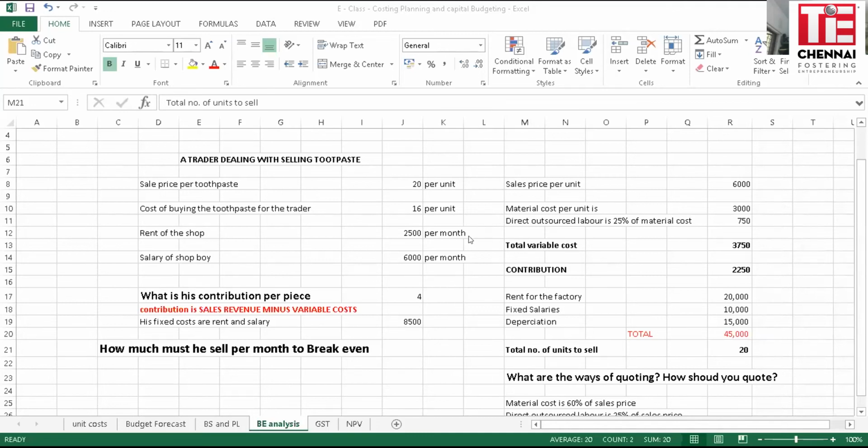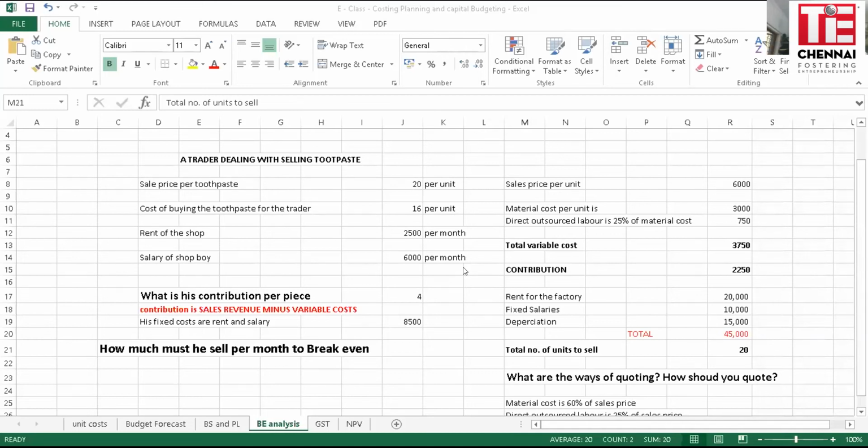The sale price of the toothpaste is 20 rupees per toothpaste. The cost of buying the toothpaste: he's a retailer, so he's buying from a wholesaler at 16 rupees. Obviously, he will not sell at 16 rupees. Go back to my sandwich case. So 16 he will sell, but is 16 enough if he sells at 17, 18? Sale price is 20. Remember, the market might not always give you the sale price. You might have to sell some things at a discount. Not maybe a toothpaste, but there could be other things.